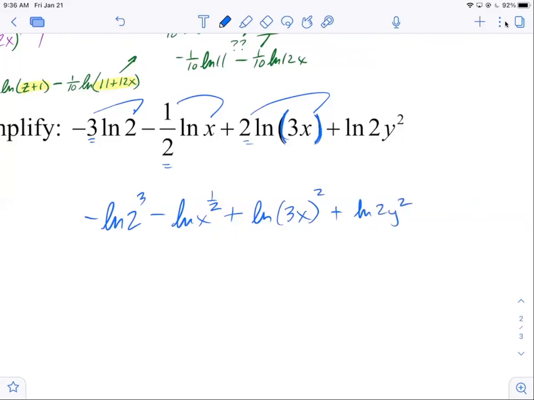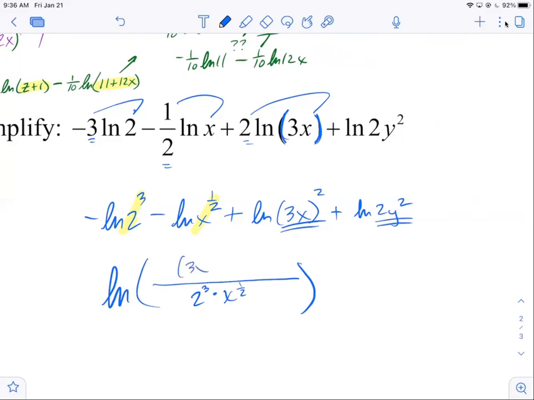All right, now I can condense. I'm going to pull out one natural log. Do I have at least one negative term? Yeah, so build that shelf. And then your negative arguments get multiplied in the denominator. So 2 to the 3rd times x to the 1/2. And then the positive terms' arguments get multiplied in the numerator. So quantity 3x squared times 2y squared.